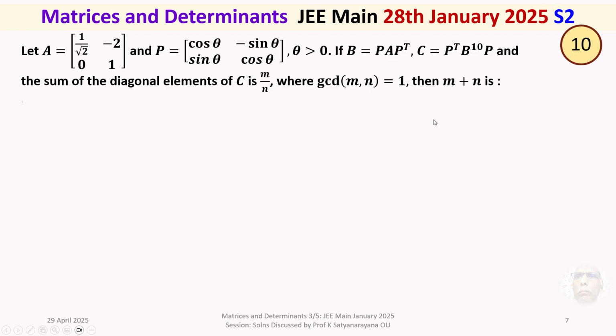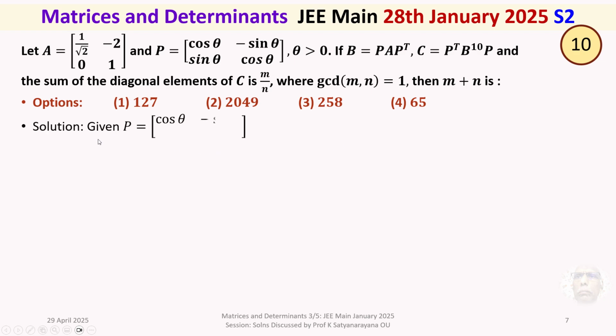Let's now discuss. We are given 4 options. These are the 4 options. We'll now discuss the solution of the problem in detail. We look at P first of all, that is this matrix. This matrix is a very famous, very well-known matrix. You might have got this matrix in several contexts of your intermediate study.